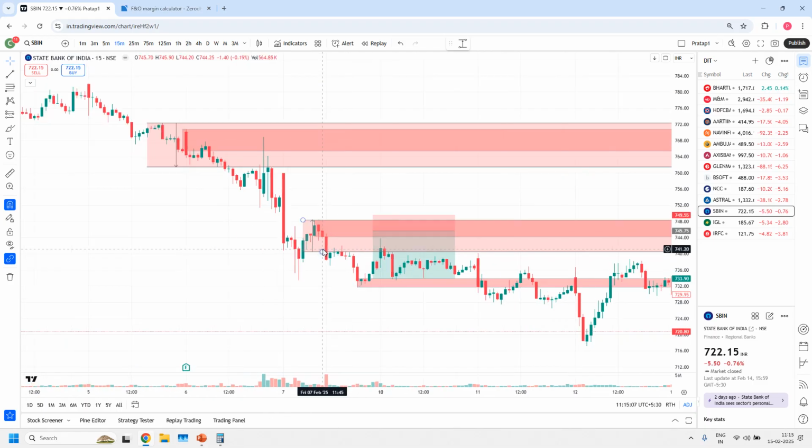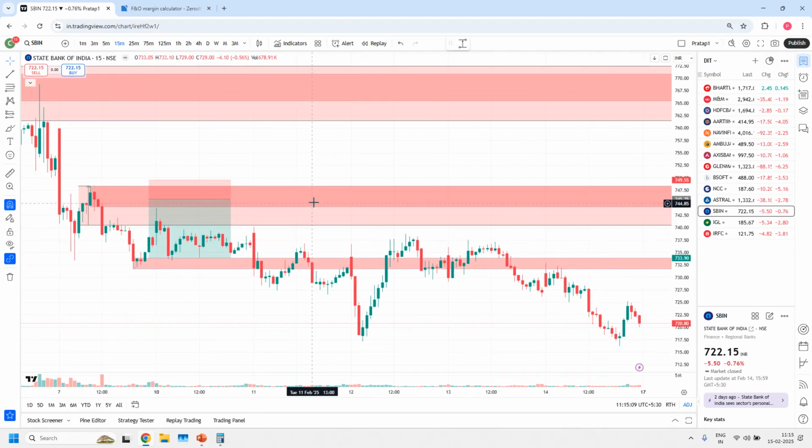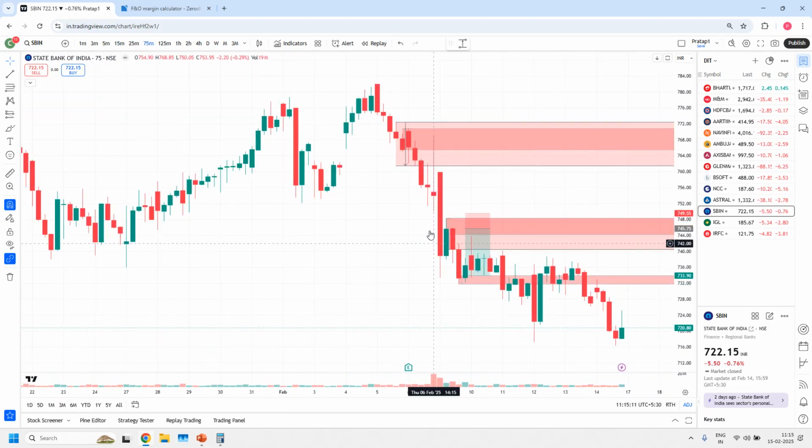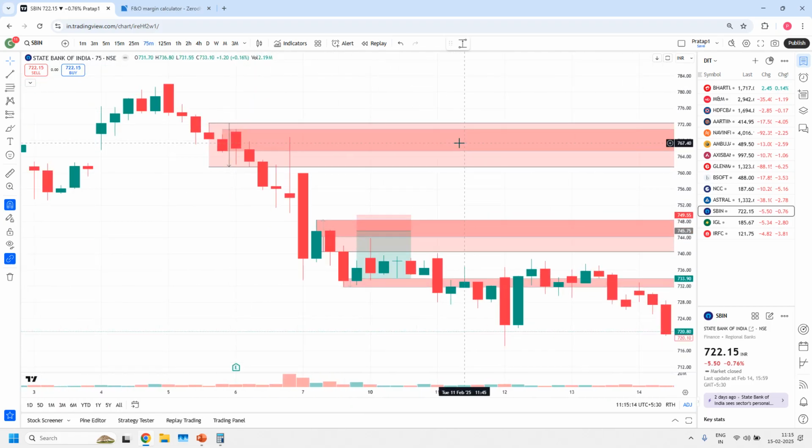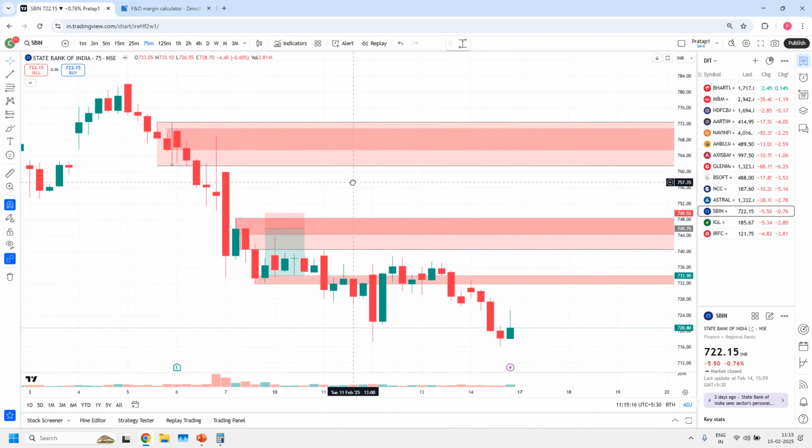Okay, fine. Next, any other zones created here? Yes. This one we missed. After that, base drop is created. Let us look into that.